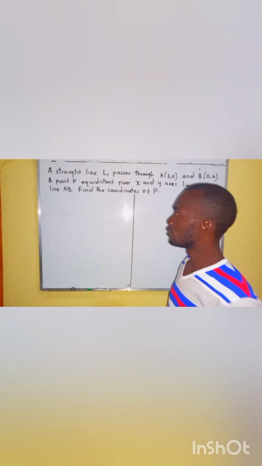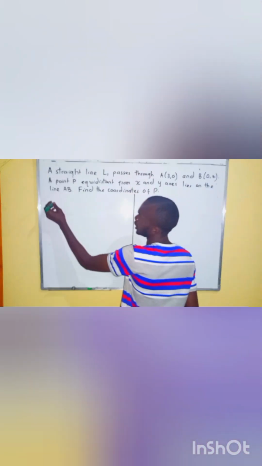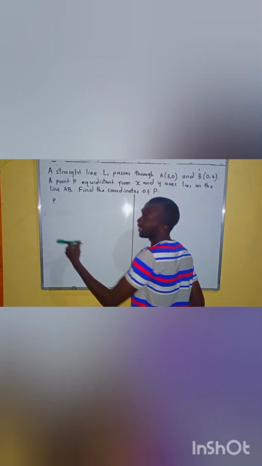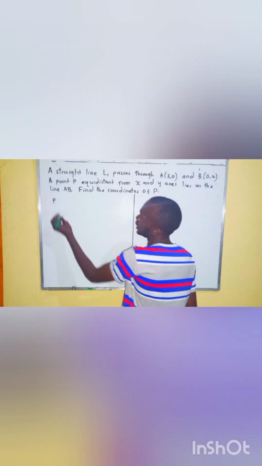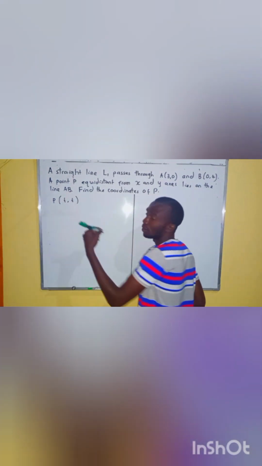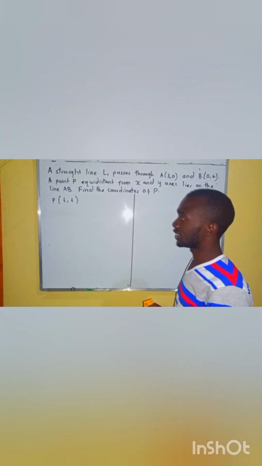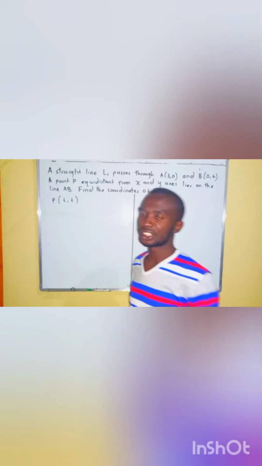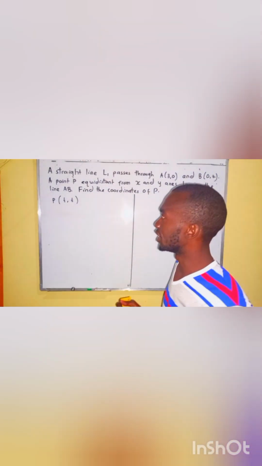Now let us assume that the coordinate of point P, because it is equidistant to both the x-axis and the y-axis, is (t, t). Because they are all equal, equidistance means that the distance from that point to the x-axis and from that point to the y-axis are the same.